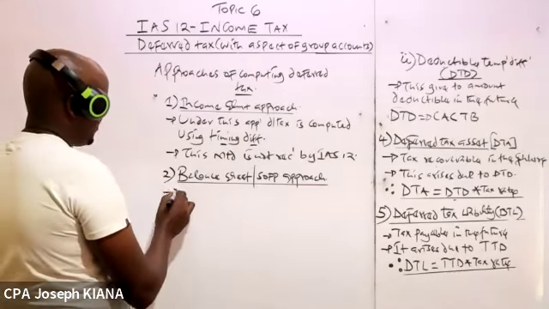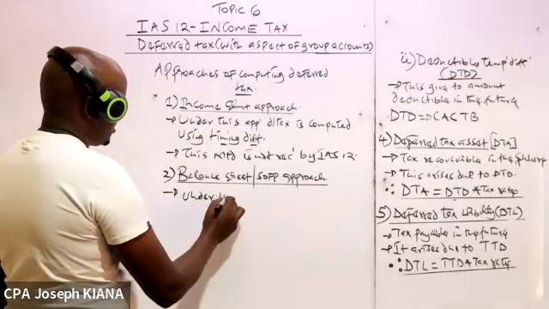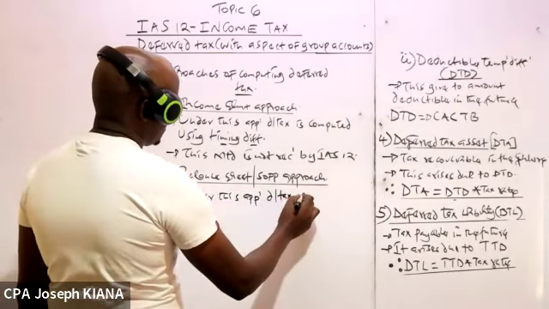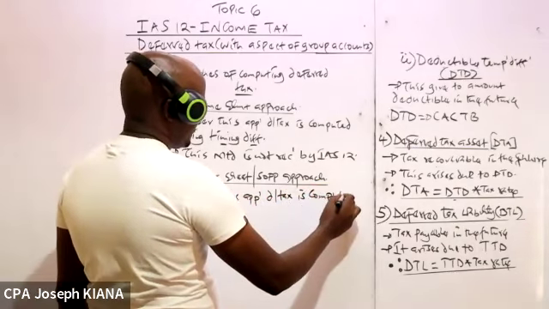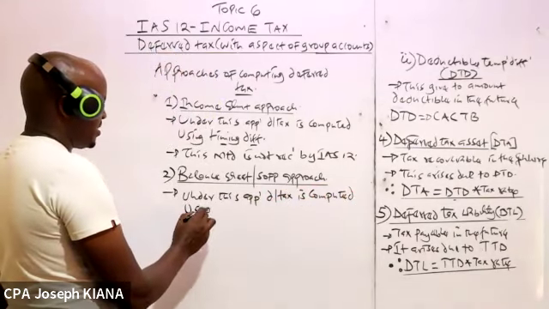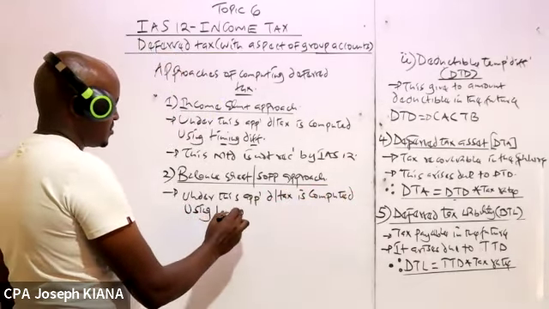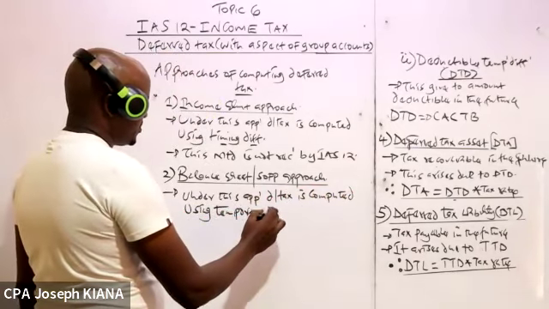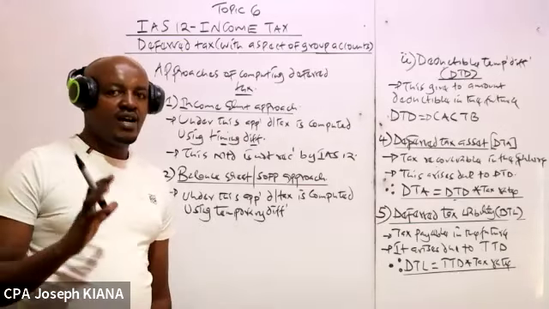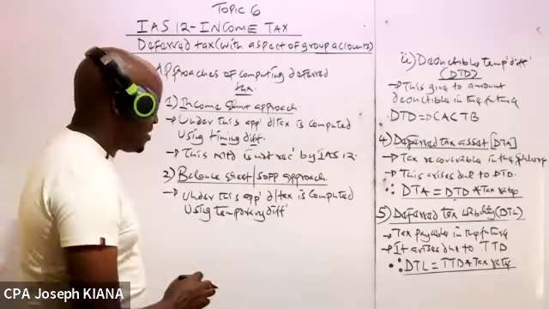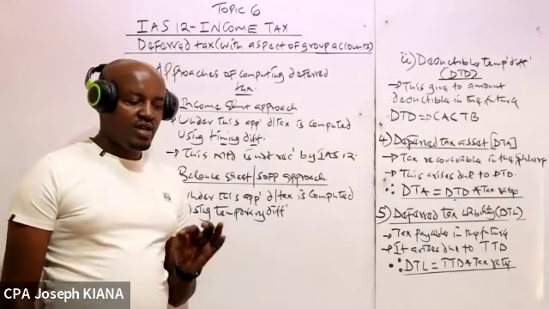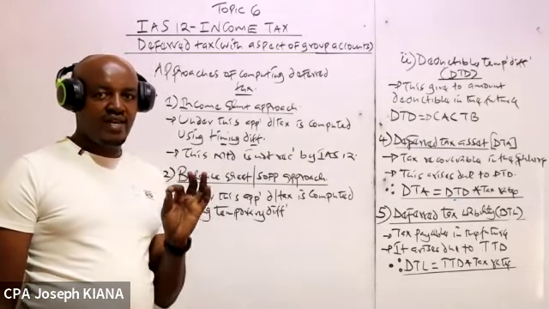So therefore, we can say under this approach, deferred tax is computed using what? Is computed using temporary difference. Temporary difference, we have said, is the difference between accounting profit and the taxable profit. And actually, this is the method or the approach which is recommended for use by IAS 12.